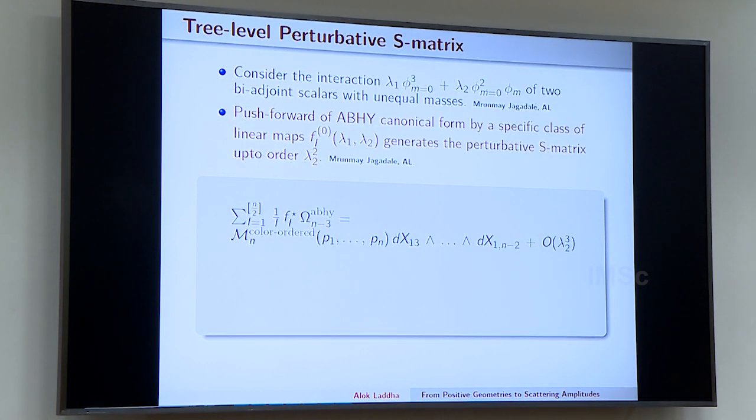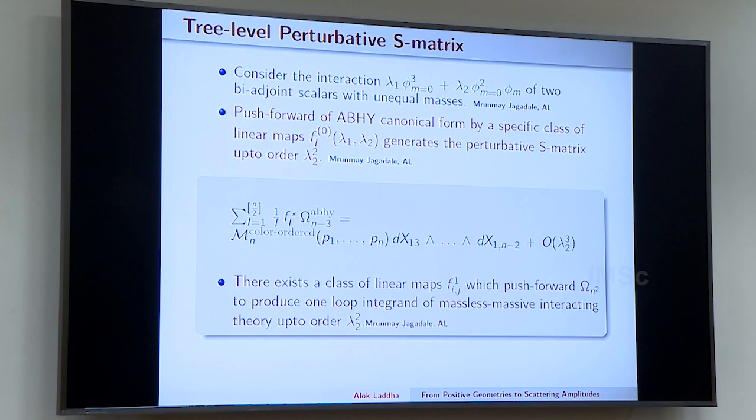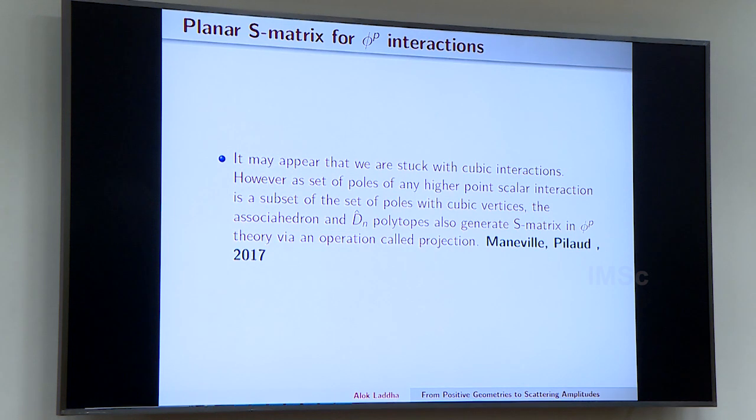There is an interesting example where we could look at a Yukawa type coupling, and then we could run the mass to infinity, and we get some interesting geometrization of effective field theory. Now you may think that it looks like we are only doing cubic interactions, but we know that any set of poles of any higher point scalar interaction is a subset of the set of poles with cubic vertices. So, the question we can ask is, is there a way that this ABHY associahedra and this D hat n generates S matrix with other interactions, let's say phi to the p interaction?